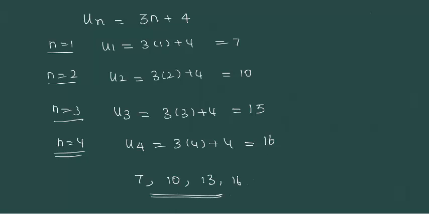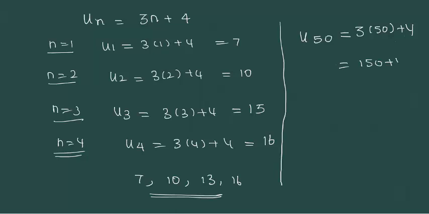So you can use the nth term relation to generate the sequence. What would be the 50th term of the sequence? For that you substitute n equal to 50, which gives u50 is 3 times 50 plus 4. That is 150 plus 4 is 154.